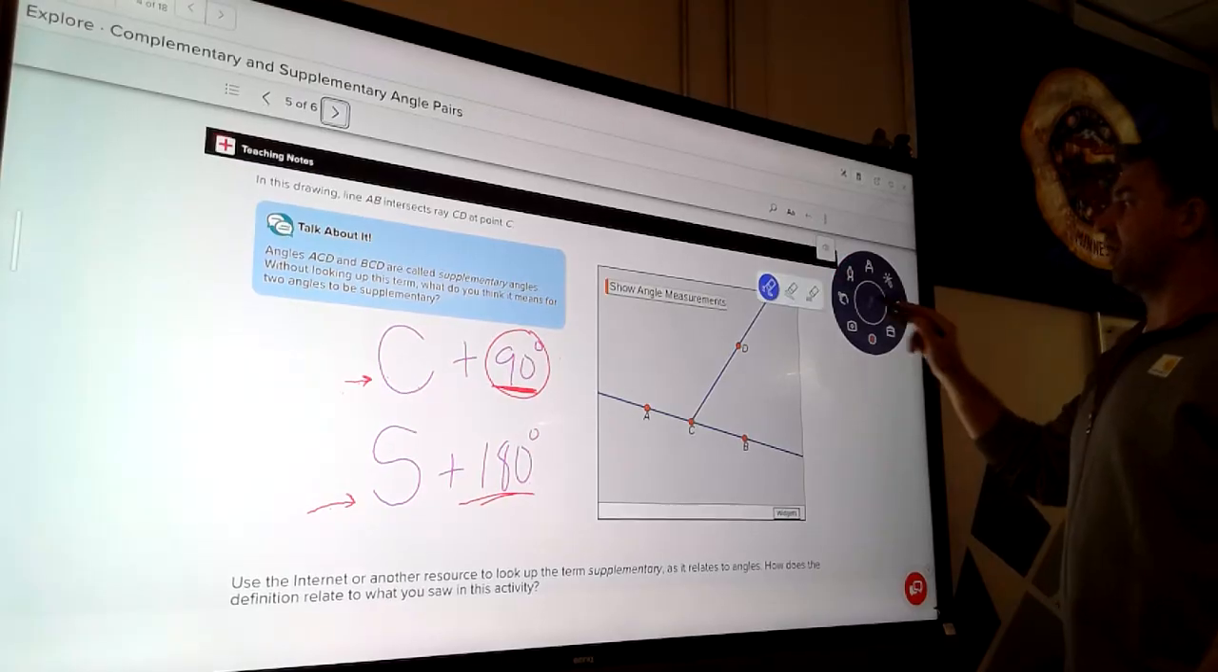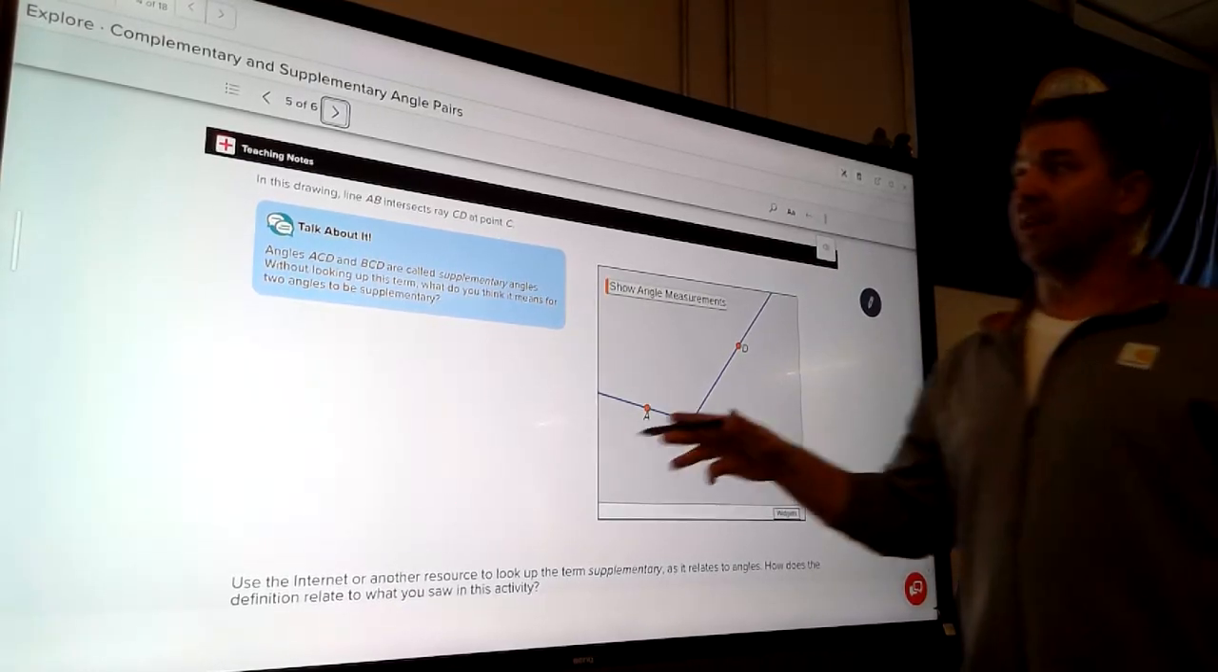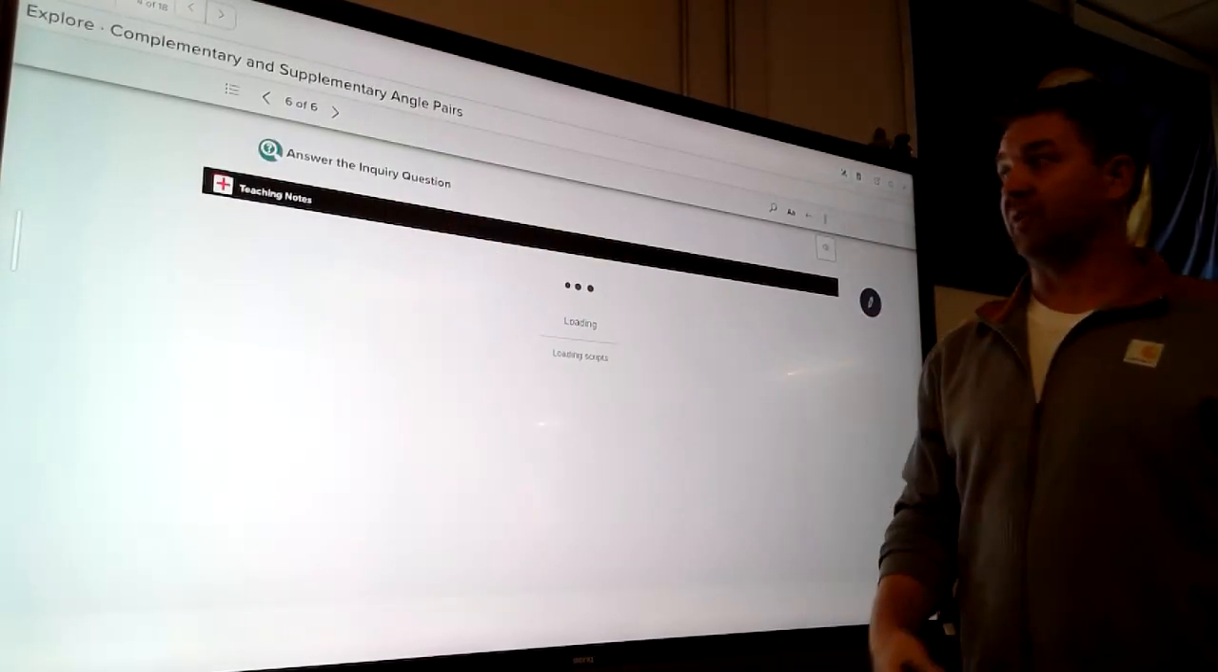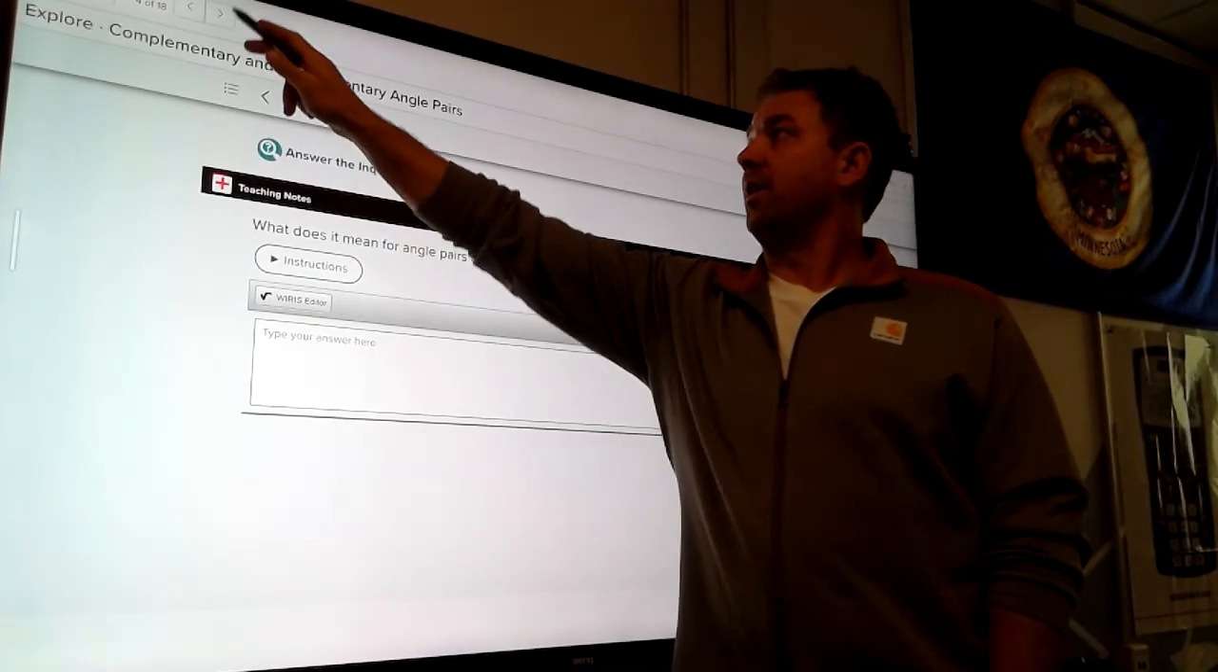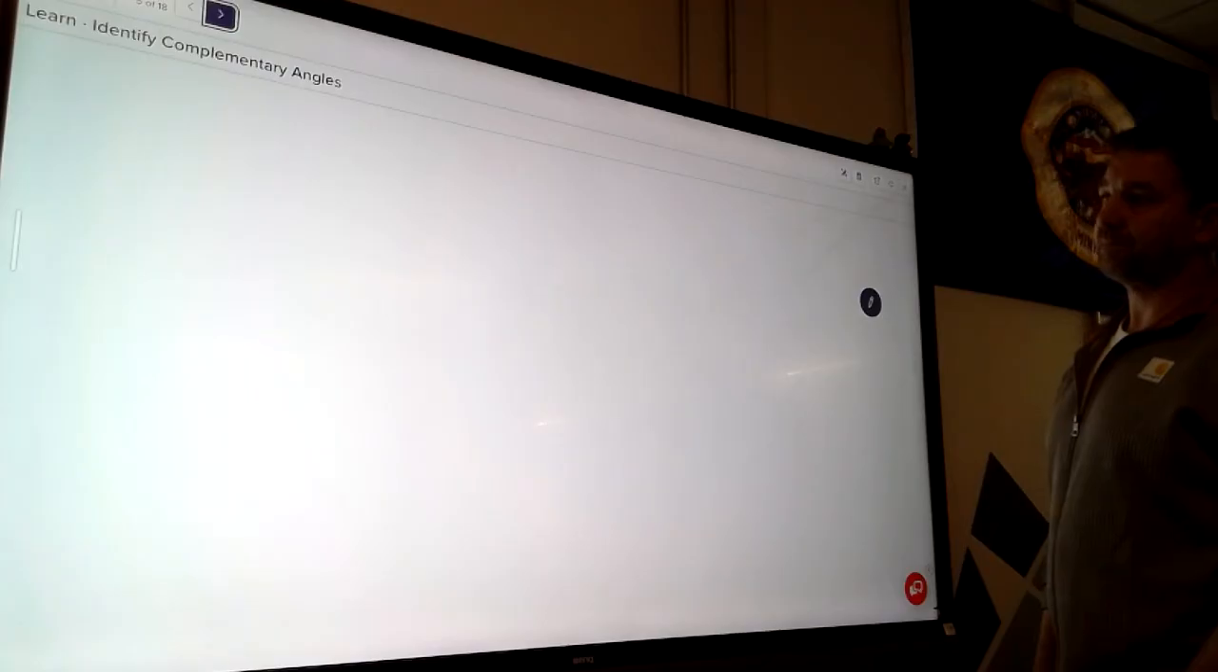That's usually the best way to try to remember which one's which, because they're not going to tell you. They're just going to end up saying that these two are complementary, and you're going to have to remember which one that is. So we're going to go through and look at a question here.